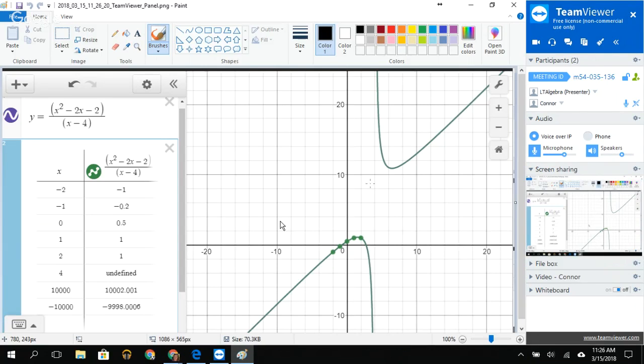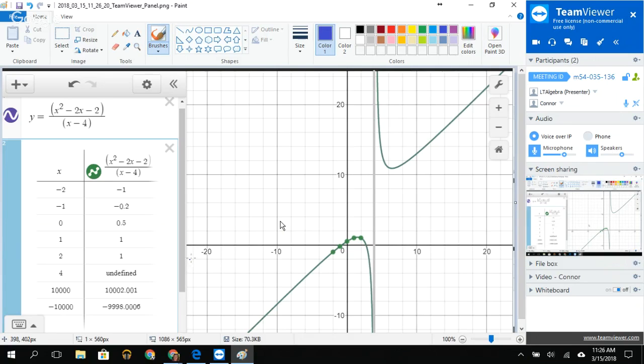All right, so this one's kind of an interesting one, right? We definitely have a vertical asymptote here at x equals 4. Okay, so let's just put that on there and let's talk about what the domain is. So let's start with that because that one's pretty easy.